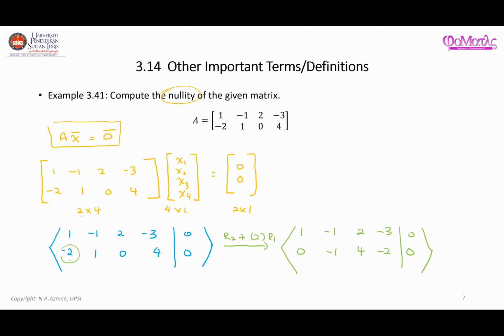Okay, next I can turn this value into 1. The process is just -1 times the second row, and the result is 1, -1, 2, -3, 0. Here is 0, 1, -4, 2, 0.